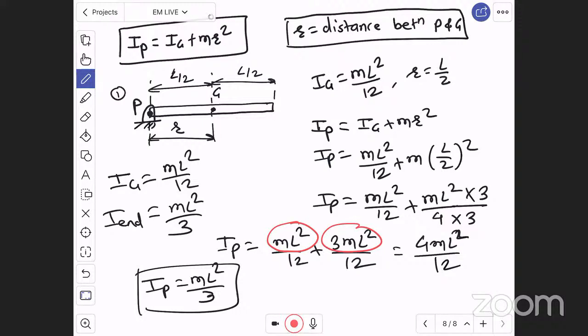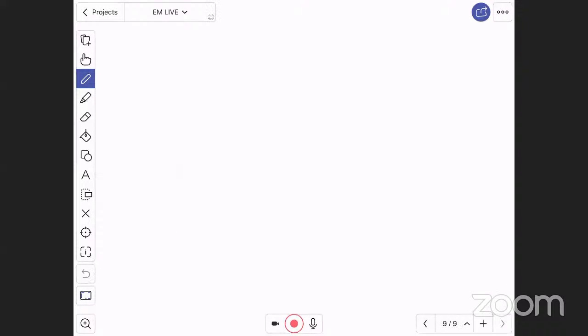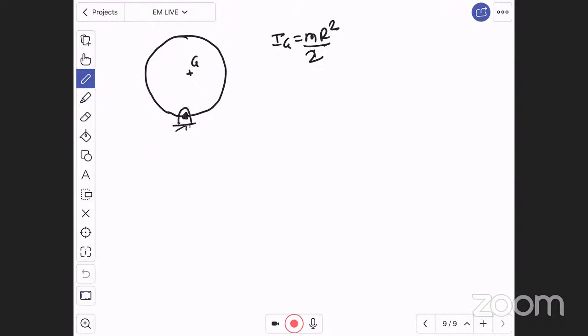Now let us consider a solid disk. About this G point, I about G is nothing but mr square by 2. For a solid disk, I about G is mr square by 2, right? Now let us say the disk is rotating about point P on the circumference, right?